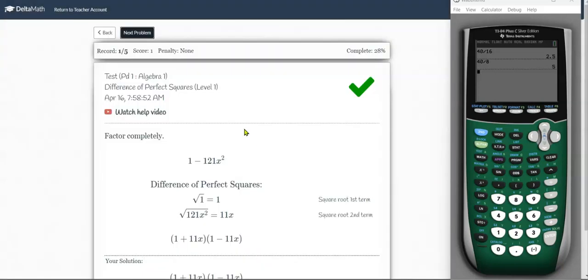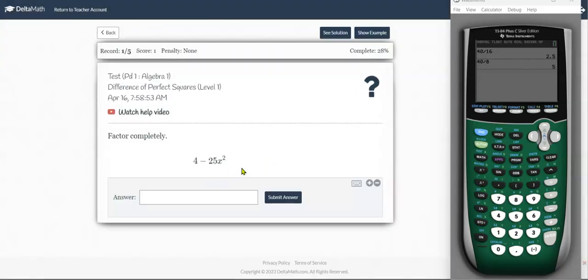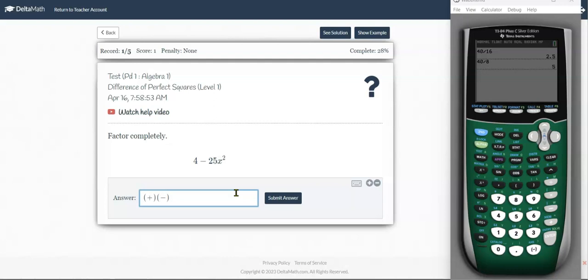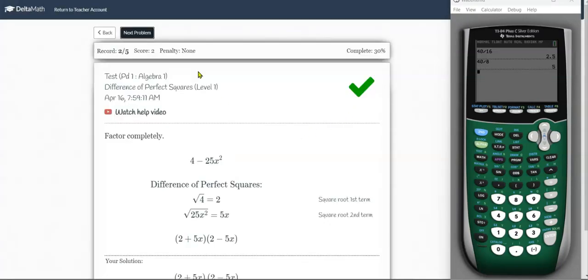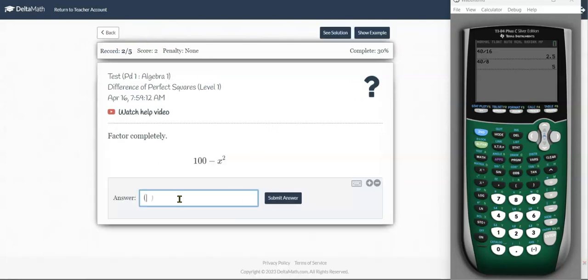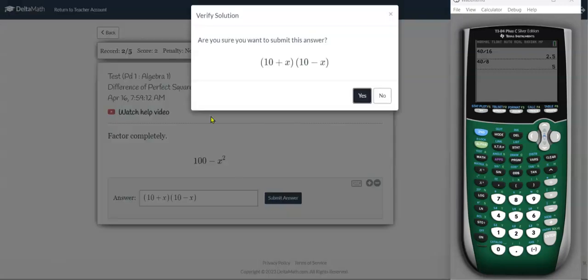Let's try another one. Again, it's a difference of two squares, so I know that I'm going to end up with a sum and difference. Square root the first, so 2 and 2, and square root the last, 5x and 5x. One more time, you need a sum and a difference, right? So we always start like this. And then we square root the first, 10 and 10. And we square root the last, x and x.